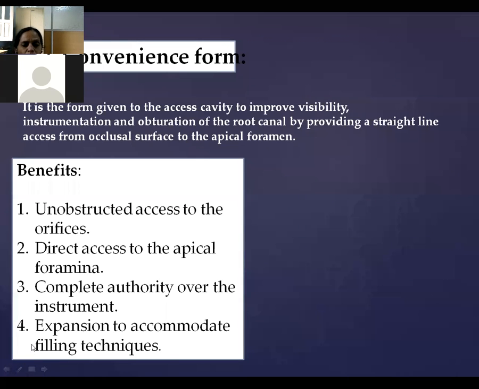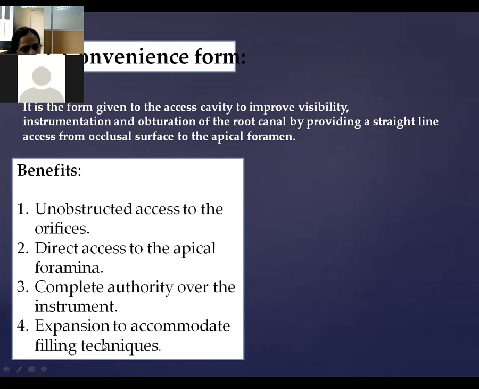This is the aim of your access cavity. If you get direct access to your orifices in your coronal one-third, you will get direct access to your apical foramina, and you will have a better tactile sense of the instrument.